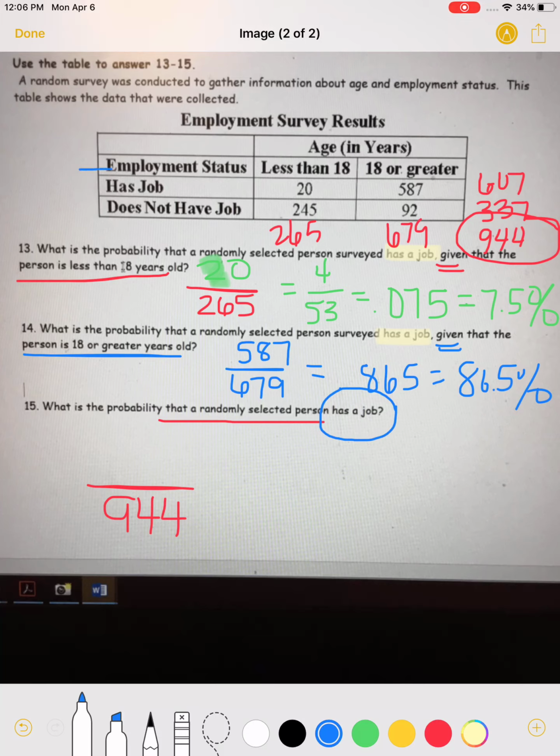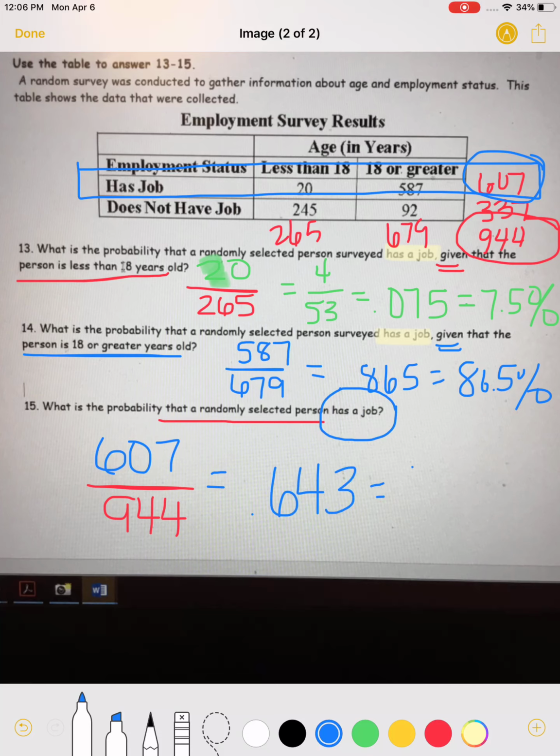So here are all of the people who said, yes, they have a job. The total is 607. So 607 out of 944. Can we reduce it? No. Our decimal is 0.643, which is 64.3%. Yay! Good job. Great job, team.